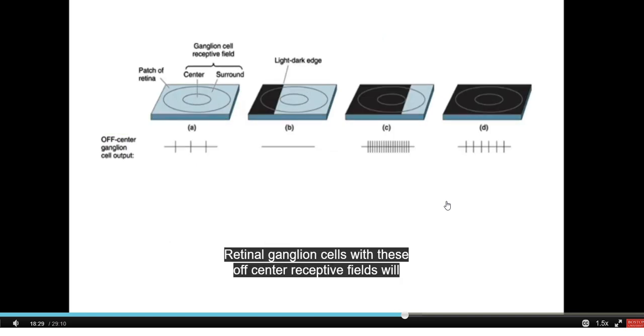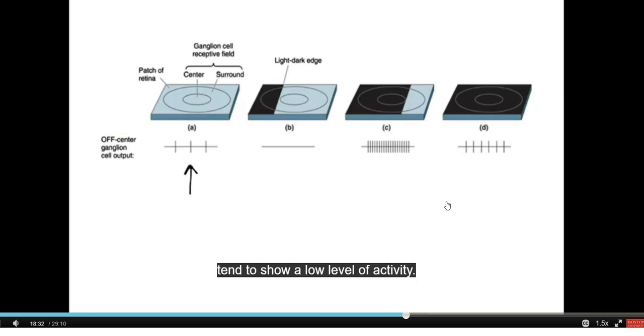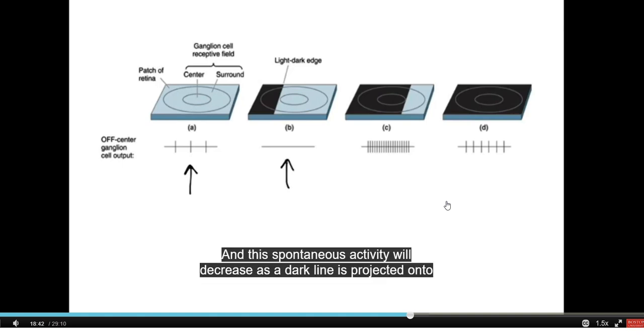Retinal ganglion cells with these off-center receptive fields will tend to show a low level of activity when the entire patch of retina above the retinal ganglion cell is illuminated, and this spontaneous activity will decrease as a dark line is projected onto some component of the receptive field's surround. The firing rate will increase as the shadow moves over so as to cover the central region, and will somewhat decrease when the entire receptive field is covered in shadow.